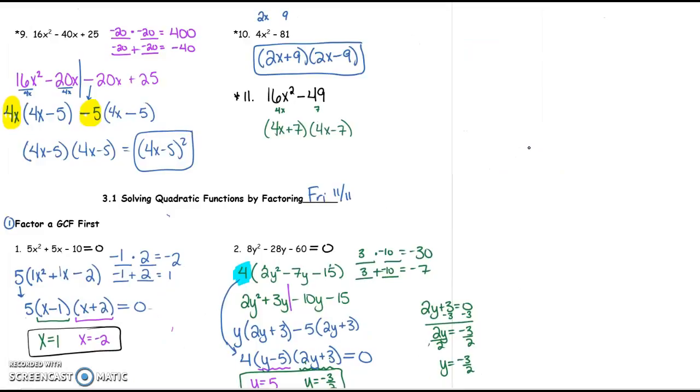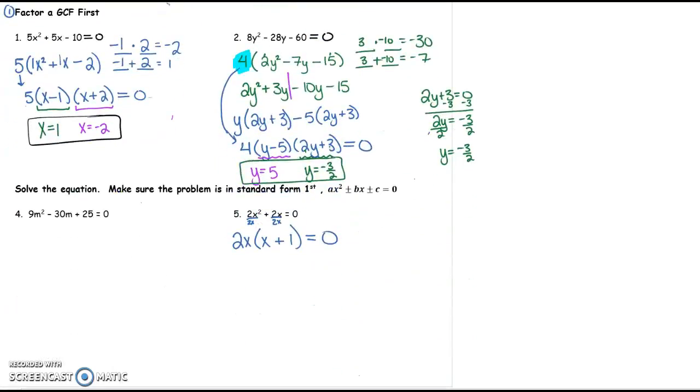Remember, if you were to redistribute 2x times x, what the heck, computer? 2x times x equals 2x squared. 2x times 1 equals 2x. This is fully factored. This is the glorious thing when you only have two terms. It usually factors very, very easily. So 2x times x plus 1.